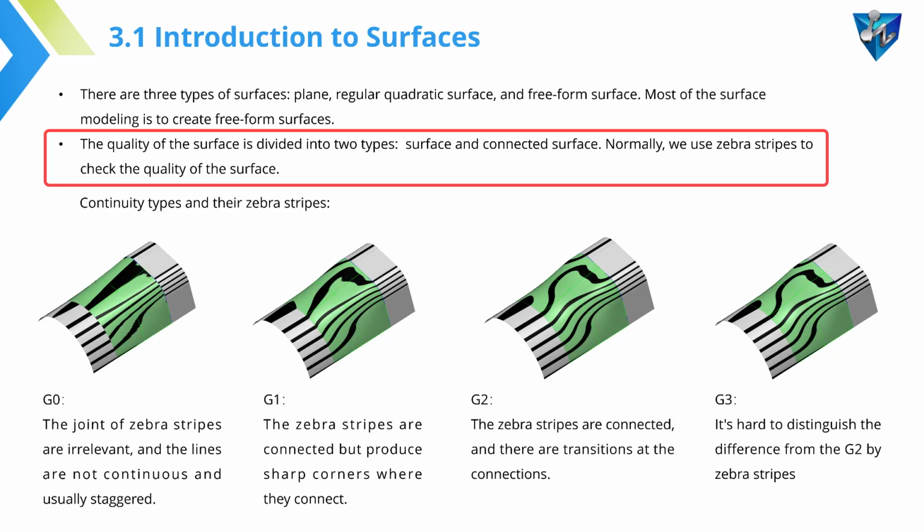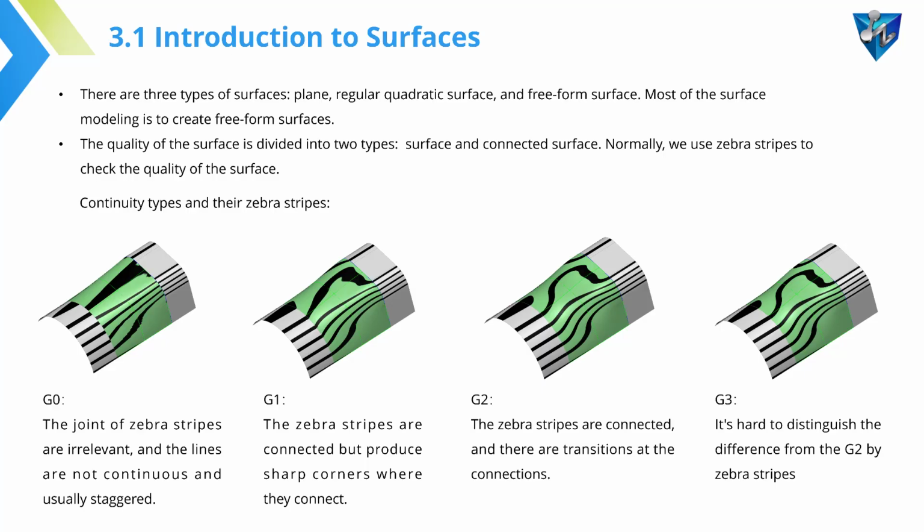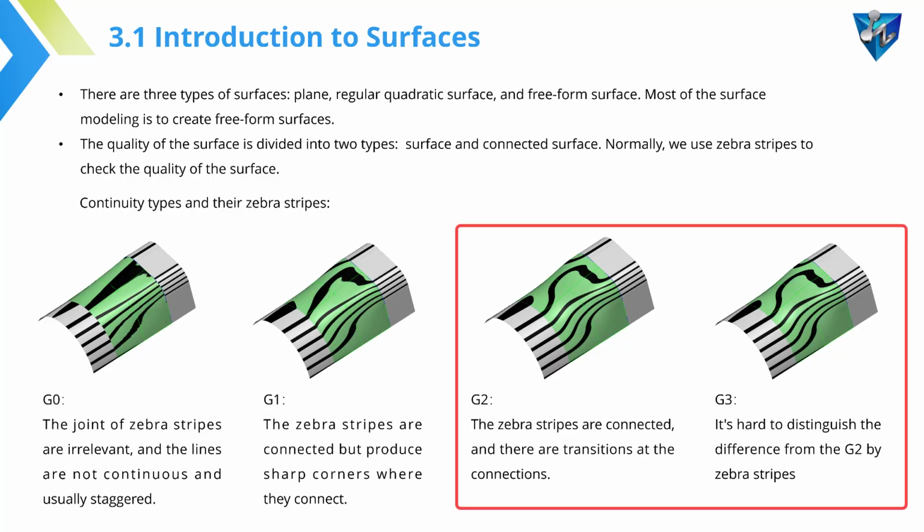But there are differences between the surface and the curve in checking the quality. The curve uses the curvature comb to check the quality, but the surface uses the zebra stripes to check the quality. There are three display types in ZW3D, respectively G0, G1, and G2. Regarding the G3 continuity, the display type is the same as G2.